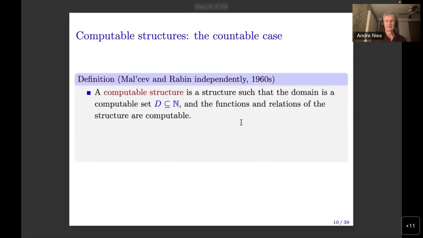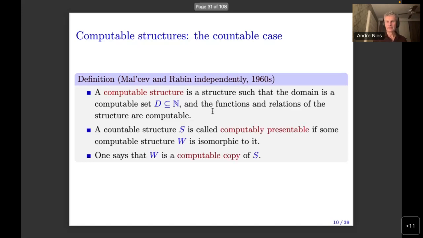Okay, so what's the computable structure in the basic countable case that goes back to the 1960s by both Russia and the United States, who were enemies then? So a computable structure is pretty much computable relations and functions on the natural numbers. You can encode the elements by natural numbers if they are something else. I want to be a bit more generous and allow a computable subset as the domain, and the functions and relations on that subset should be computable. Just makes the notation easier and allows finite structures as well.